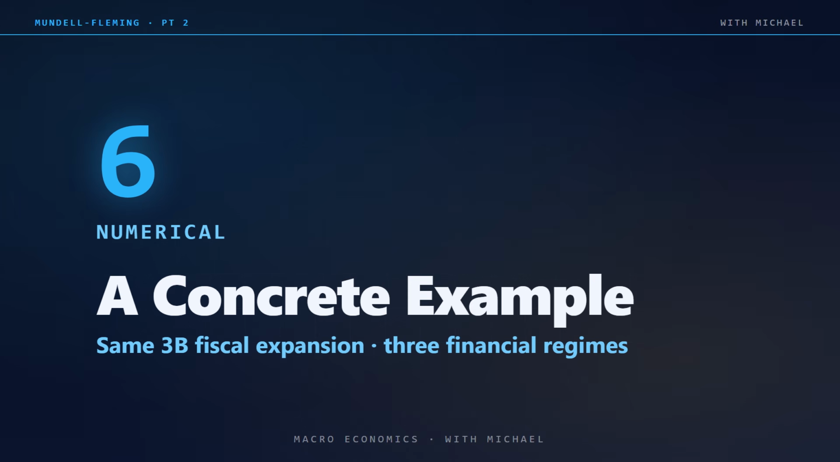Now let me work through a numerical example to make these abstractions concrete. Imagine a small open economy with no capital mobility. Initial output is 100 billion. Initial domestic interest rate is 5%.